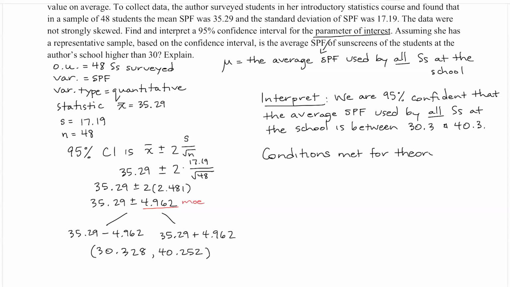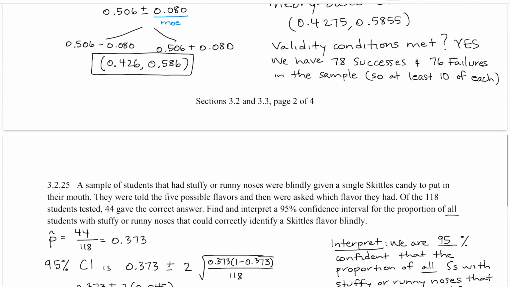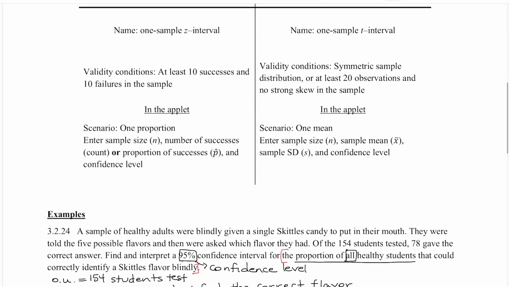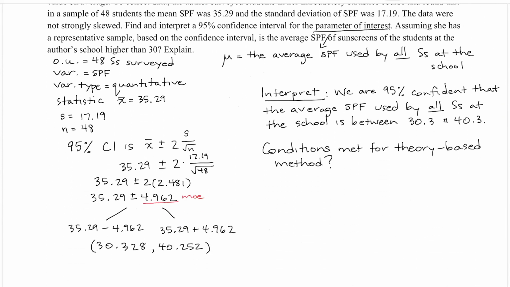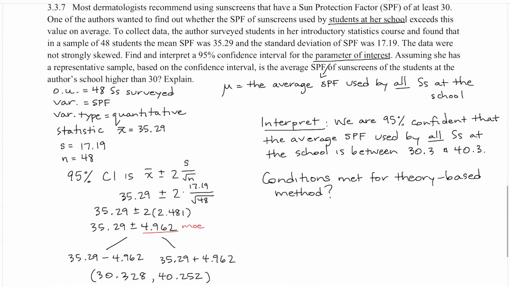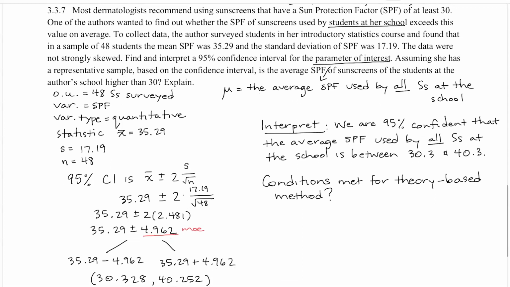All right, now let's go to the theory-based. So let's do it in the right order this time. Are the conditions met for a theory-based approach? And if you look back at what those conditions were, either we have to know the sample data was symmetric, or we have to have at least 20 observations and no strong skew in the sample.